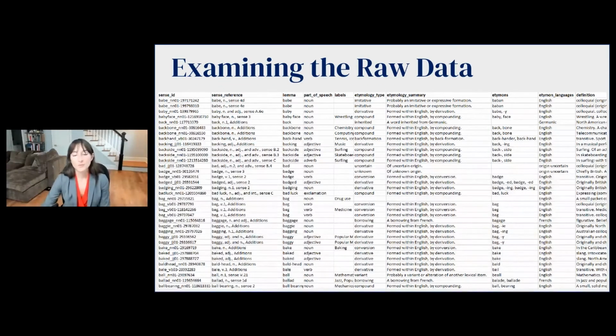This is the data in its raw form. And so you can see that it's obviously related to, but different from, what you might see when you actually just log on to the OED website. You have the headword, you have the sense specifications, part of speech, etc. But all the way on the left, you can see that there are actually also unique identifiers for each sense.